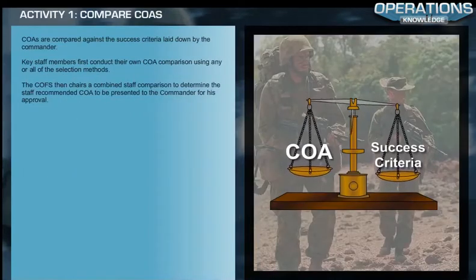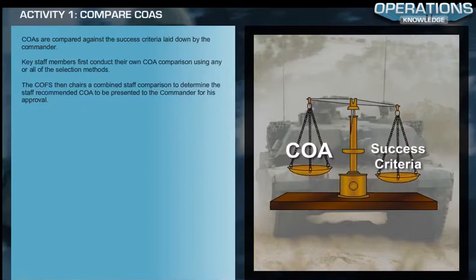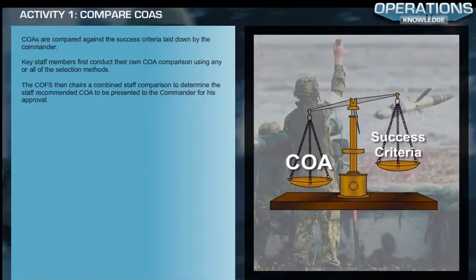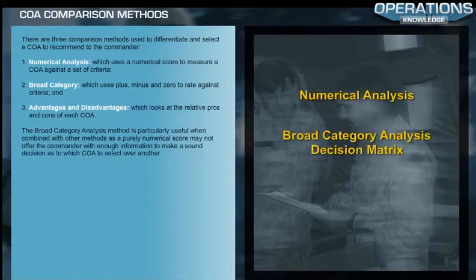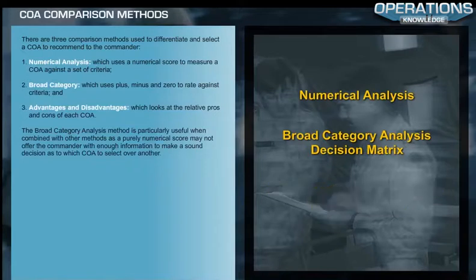Individual comparison can be done from a specialist perspective, and the sum of individual comparisons can be used to recommend a course of action. Experience has shown that a combination method is best used. Select either numerical analysis or broad category to rate each course of action and combine it with advantages and disadvantages. The commander will need to know these when selecting the plan.